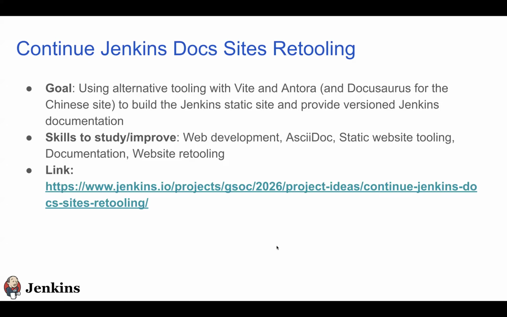So for the goal itself, it's to use alternative tooling with Vite and Tor and also a Docker source for the Jenkins site to build the Jenkins static site and provide versioned Jenkins documentation. And I think the goal is to replace the existing tech stack, which is AsciiDoctor based on Ruby. It sometimes can be kind of slow when we build the website that way, so that may be a concern.